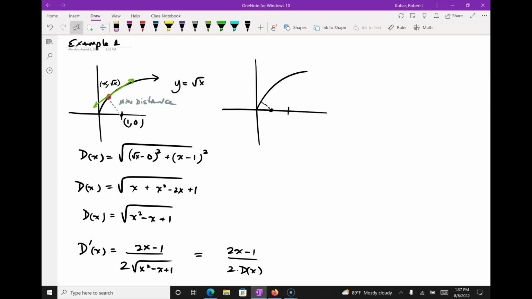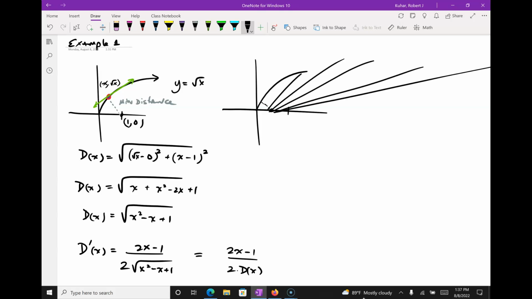Not on the curve, right? And it can't be maximized. There's no max distance that goes on forever, right? These distances will just keep getting longer and longer as I go. There's no max distance. The distance can't be 0, and there's no max distance.